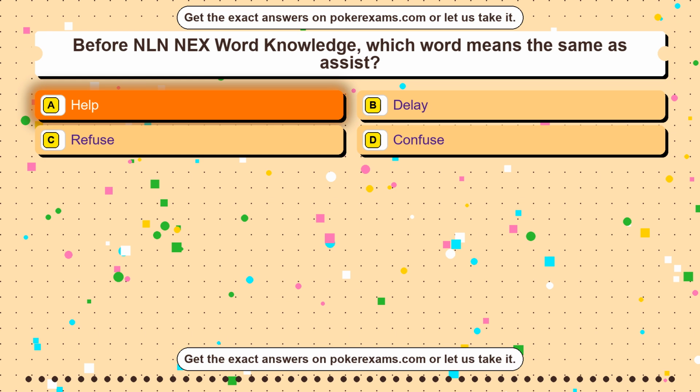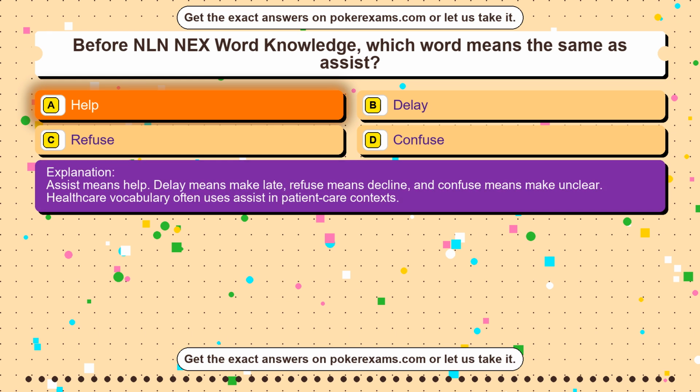A square has 4 equal sides, so the perimeter is 4 times 6 equals 24. 12 uses only 2 sides, 18 uses 3 sides, and 36 is the area. Perimeter measures distance around a shape.